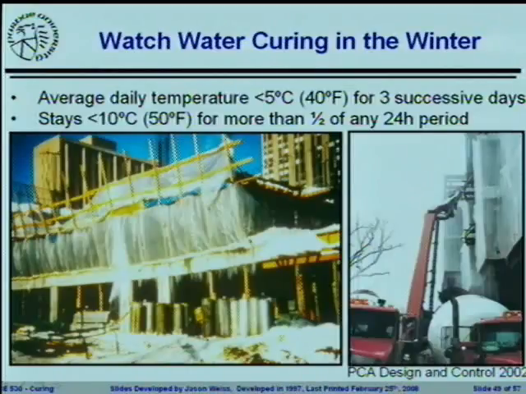One of the things that I will point out is we typically start to worry about cold weather when the average daily temperature is below 40 degrees Fahrenheit for 3 consecutive days. All right, so that is ACI's definition of cold. I like that definition. My personal definition is below 70 degrees for 3 consecutive days is cold. But ACI is maybe a little bit more realistic. Or it stays below 50 for more than half of any 24-hour period.